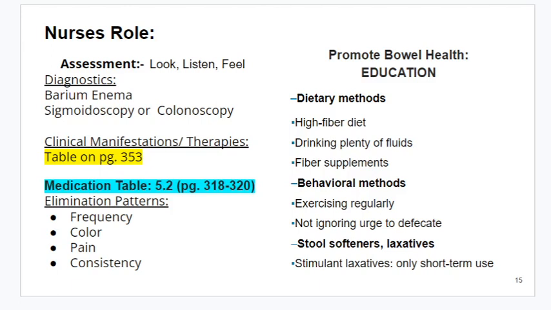What other education do we often provide our individuals on bowels and elimination? Obviously, dietary methods. We want them to have high fiber diets, drink plenty of fluids, fiber supplements, some behavioral methods, exercise on a regular basis, not ignoring that urge to defecate.